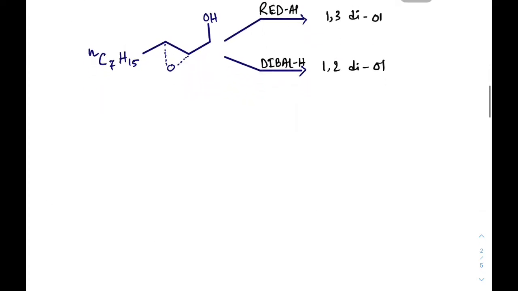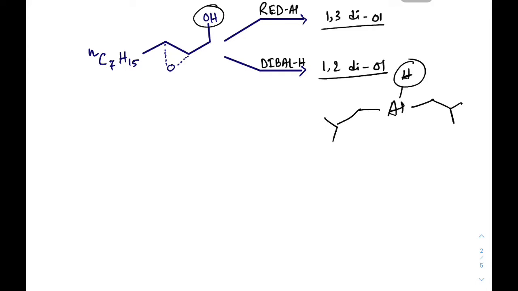After that, now let's talk about another characteristic of Red-Al and DIBAL-H. For this type of epoxide and this position of alcohol, in the presence of Red-Al it gives a 1,3-diol, but in the presence of DIBAL-H it gives a 1,2-diol. We have discussed the structure of Red-Al. Now the structure of DIBAL-H is diisobutyl aluminium hydride. This is isobutyl aluminium hydride.